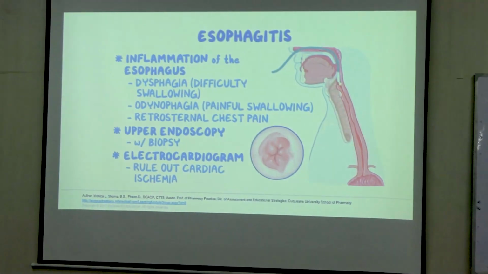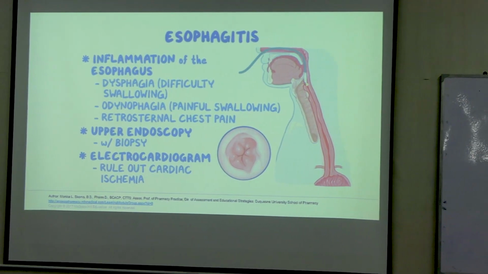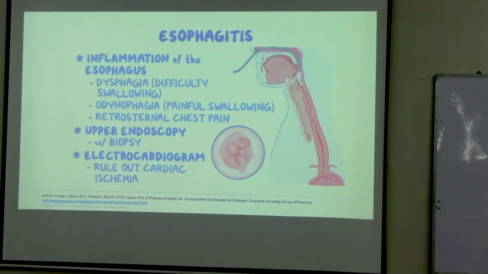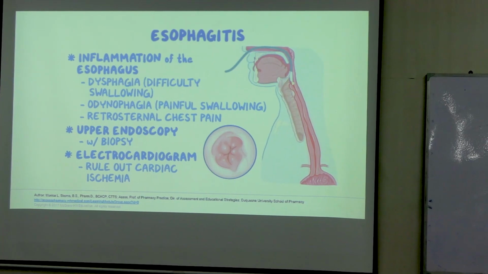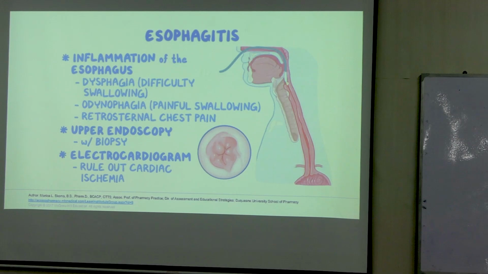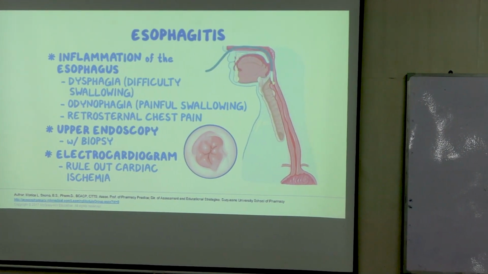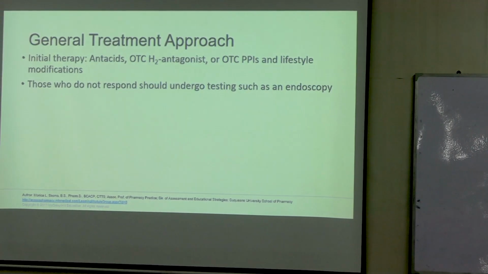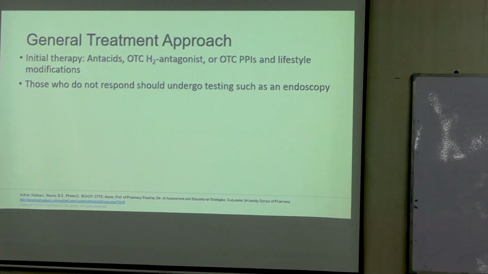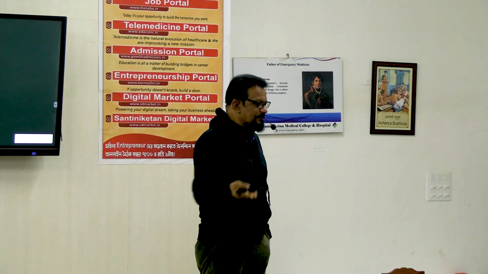What is esophagitis? Esophagitis is inflammation of the esophagus. It may cause dysphagia. It may cause odynophagia, we already told, and retrosternal chest pain. Okay, and it can be diagnosed by upper GI endoscopy. What is the treatment approach for this nowadays? What is the medicine you get? It's common. Over the counter, these medicines are available.